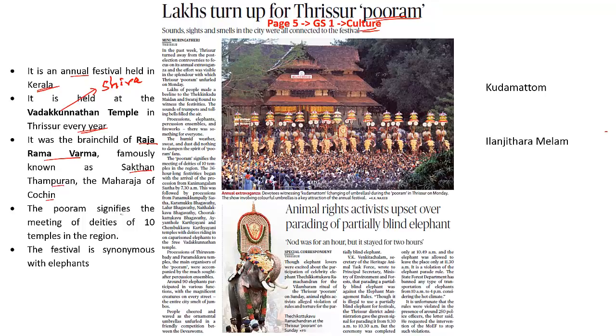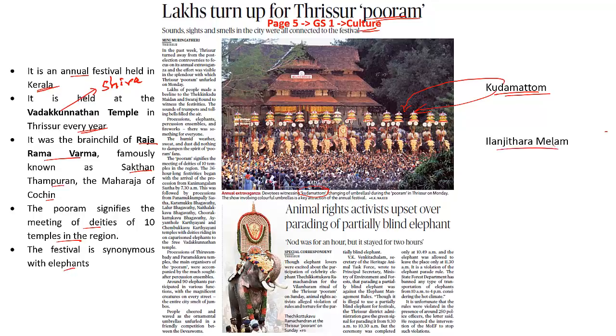The Pooram signifies the meeting of deities of 10 temples in this region. The festival is synonymous with elephants. As you see in this picture, there are a large number of elephants in this particular festival, and that's the beauty of this festival. Then there are two other important words that you will have to remember. One is called Kudamattam. What is Kudamattam? Kudamattam basically means these umbrellas. So when you have the changing of umbrellas that takes place, such a thing is called the Kudamattam, which is one of the cultural significances of this festival.